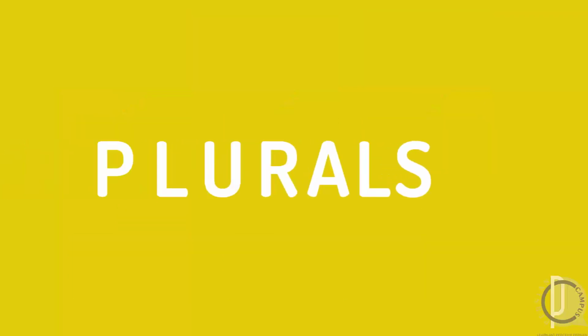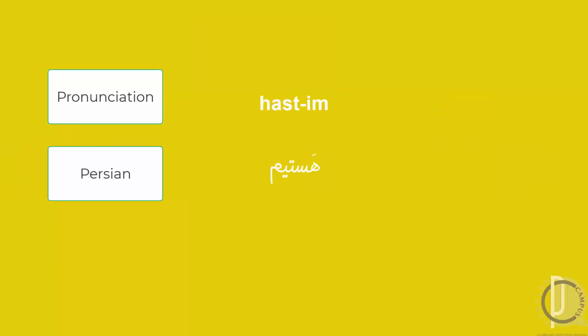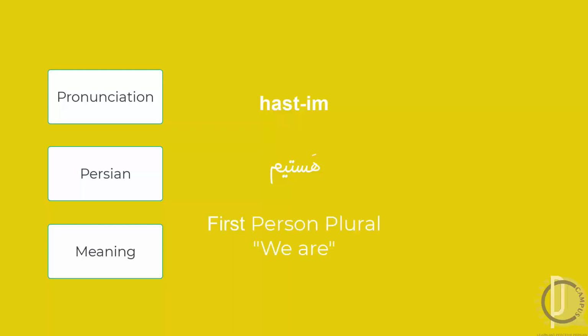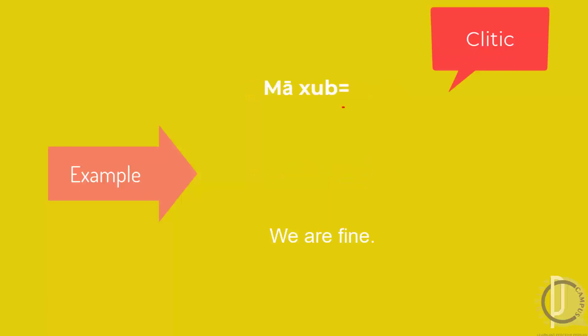Now let's continue with the plurals. هستیم, we are. See the sentence? ما خوب هستیم. We are fine. The clitic is ایم. ما خوبیم. Or خوبیم.